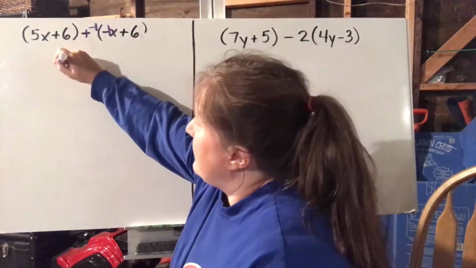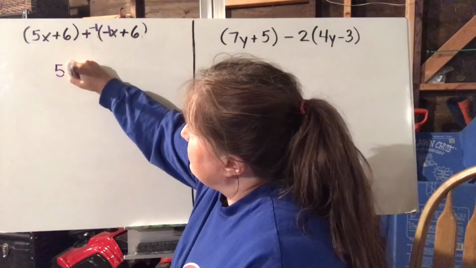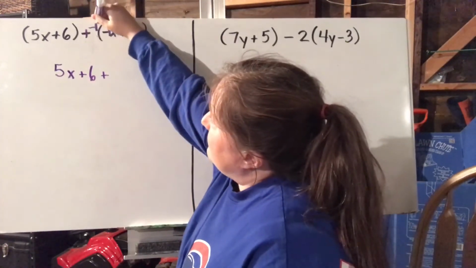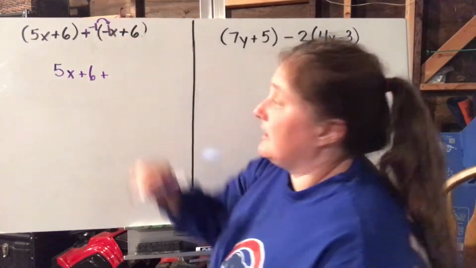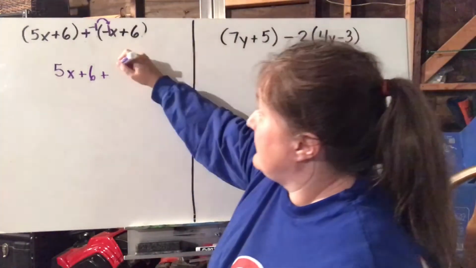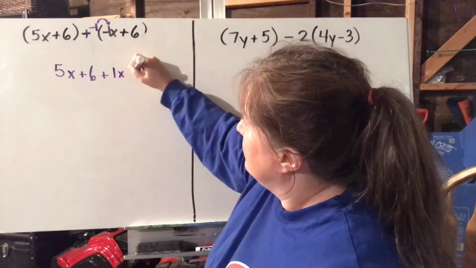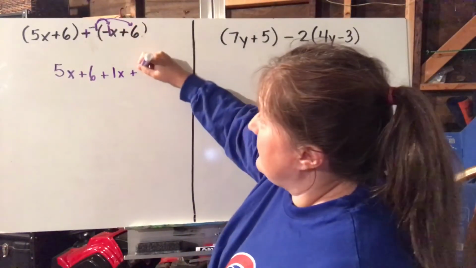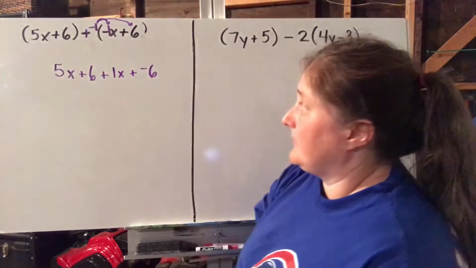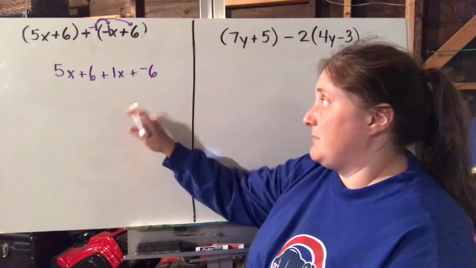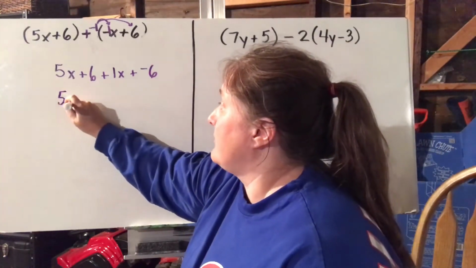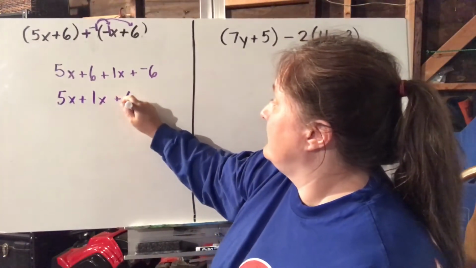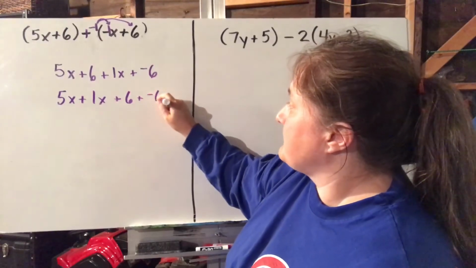So for this first quantity, I have 5x plus 6. Plus, I'm going to distribute this negative 1. Negative 1 times negative 1x gives me 1x, and negative 1 times 6 is going to give me negative 6. So I'm going to rewrite some of this and rearrange it so that my like terms are together: 5x plus 1x plus 6 plus negative 6.